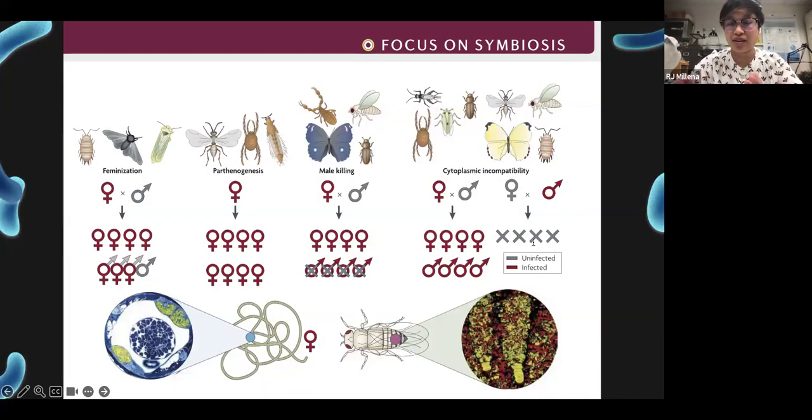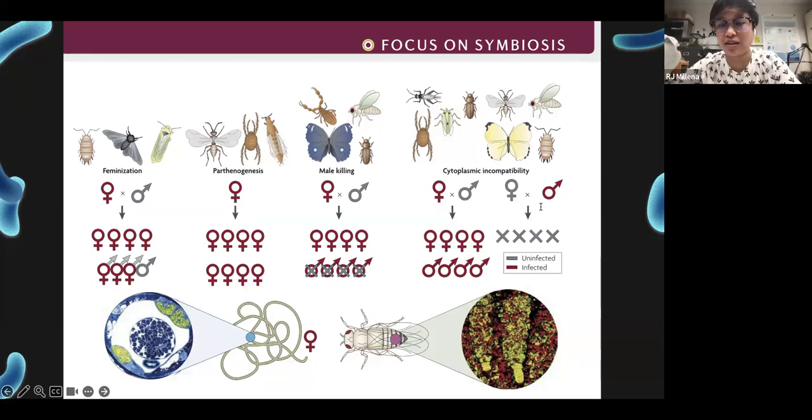So these are 4 of the reproductive manipulations from one of the review papers I mentioned earlier, and it's a good infographic of these 4. Feminization, that first one, results in genetic males that develop as females, and it can be found in true bugs, in isopods, and in butterflies. Parthenogenesis eliminates males from reproduction, and it can be found in mites, in Hymenoptera, and in thrips. And then male killing actually eliminates infected males during development to the advantage of the surviving infected female siblings. And this is found in beetles, in flies, in Lepidoptera, in butterflies, and in pseudoscorpions.